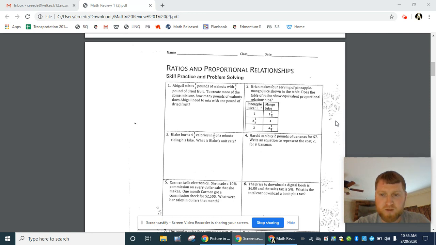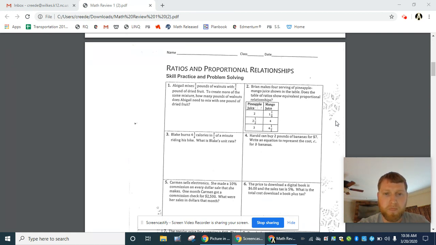Okay. So I want you to look at this page right here where it says Abigail mixes 2/3 pounds of walnuts with 3/5 pounds of dried fruit. Take a minute now, find that page. If you haven't done this page yet, do not watch the video yet. Try the page first before you watch this video.